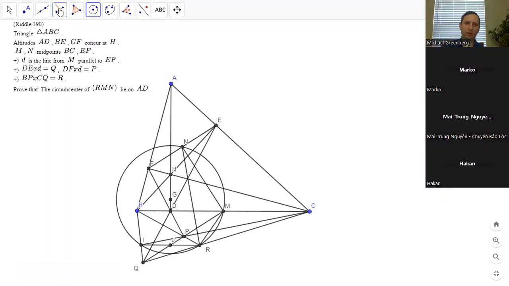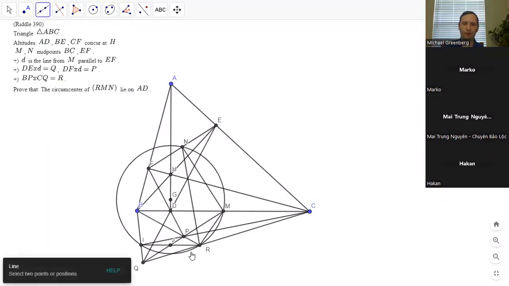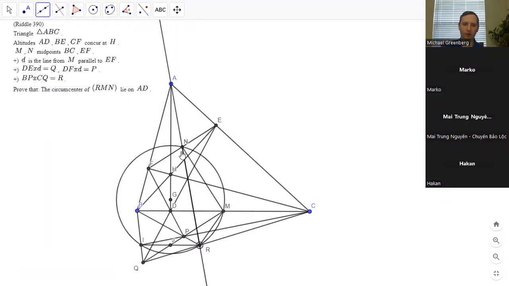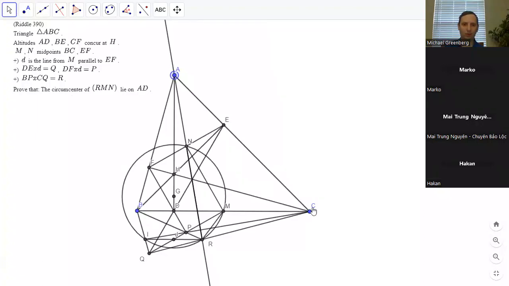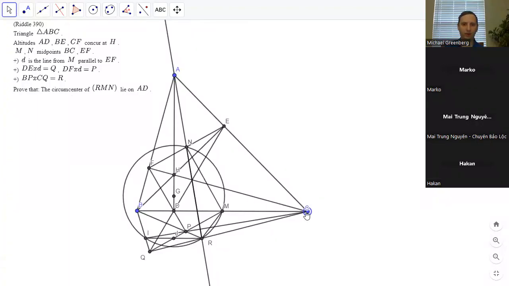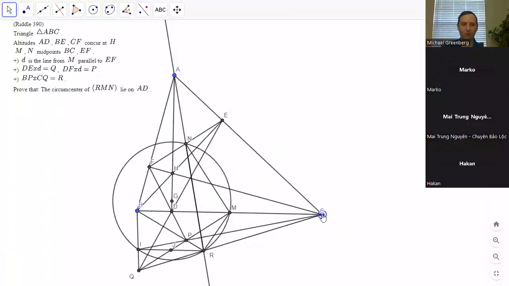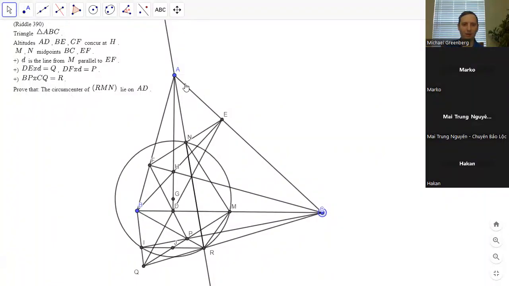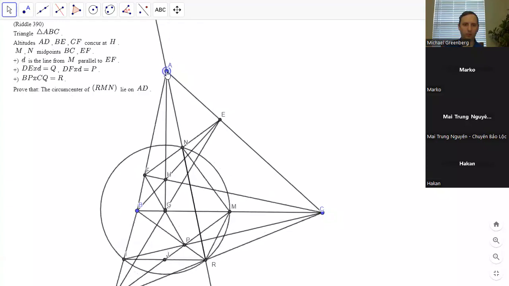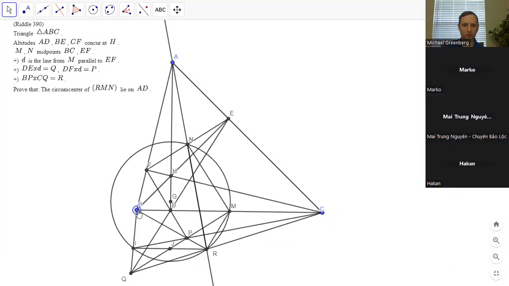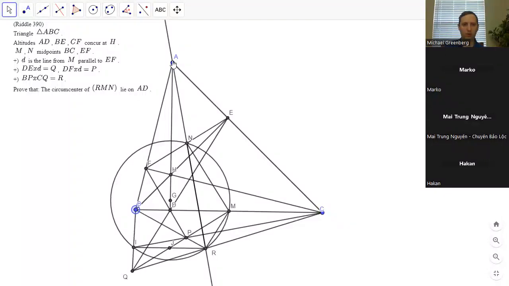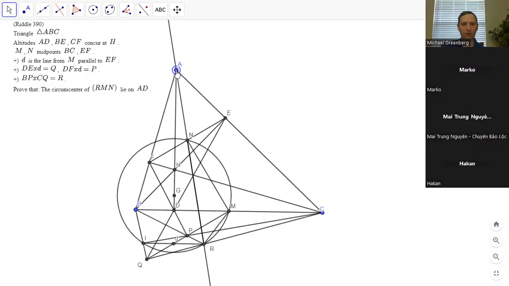Could it be that... I don't think RN passes through A, but I'll check it. Wait, is that really true? RN and A are collinear? That is true. Huh. I do not know why that's true, but that looks true. Okay. So somehow we can prove that RN and A are collinear.